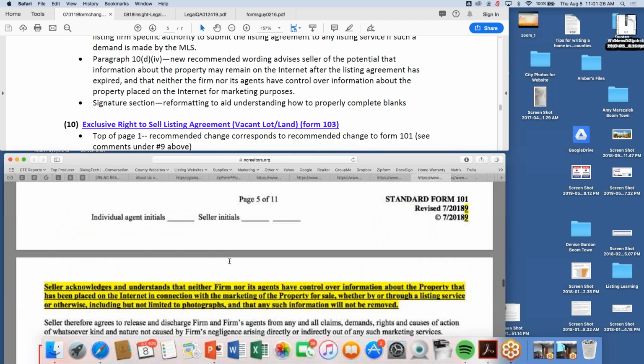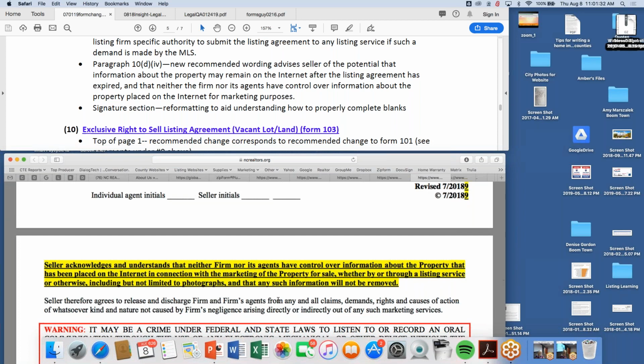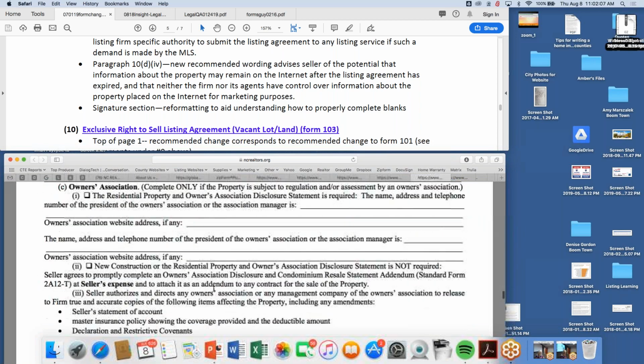So then in the signature section, actually this goes down. It also continues here, saying seller acknowledges and understands that neither firm nor its agents have control over the information about the property that has been placed on the internet in connection with the marketing of the property for sale, whether by or through a listing service or otherwise, including but not limited to photographs, and that any such information will not be removed. We can't guarantee, we can always work on something to find a solution, but you can never guarantee with the internet that the pictures aren't going to be out there for a lifetime once they're posted. Any questions regarding that?